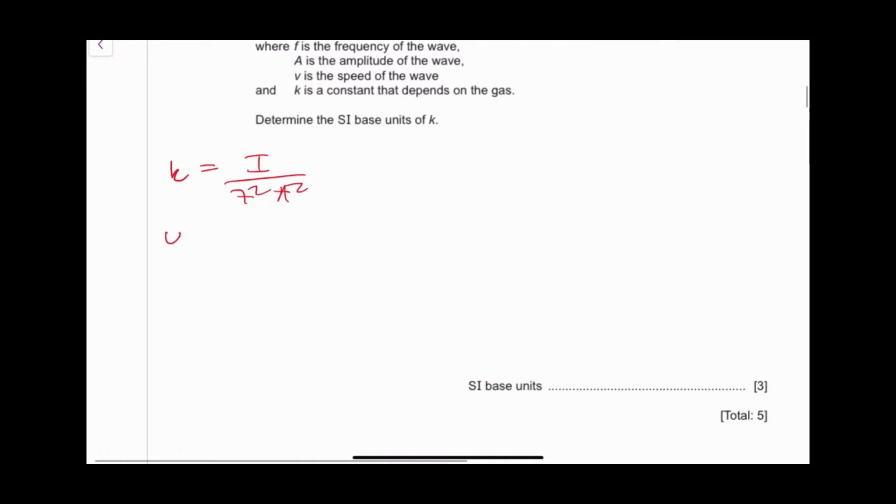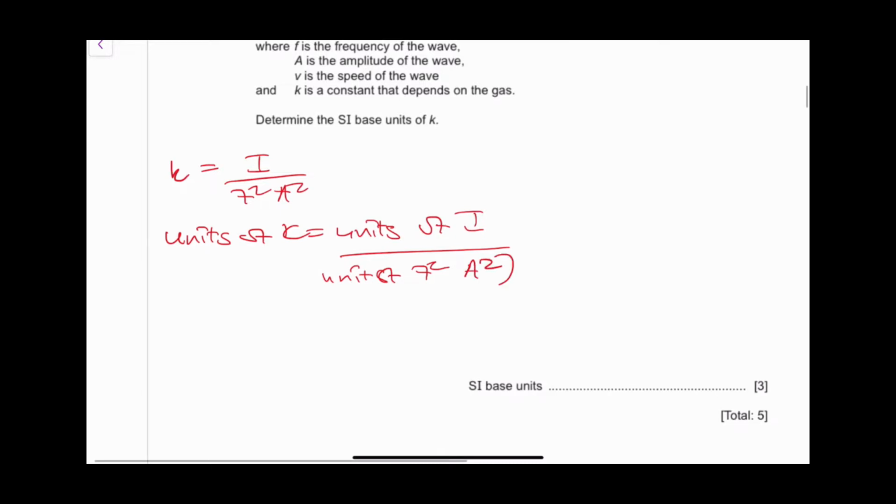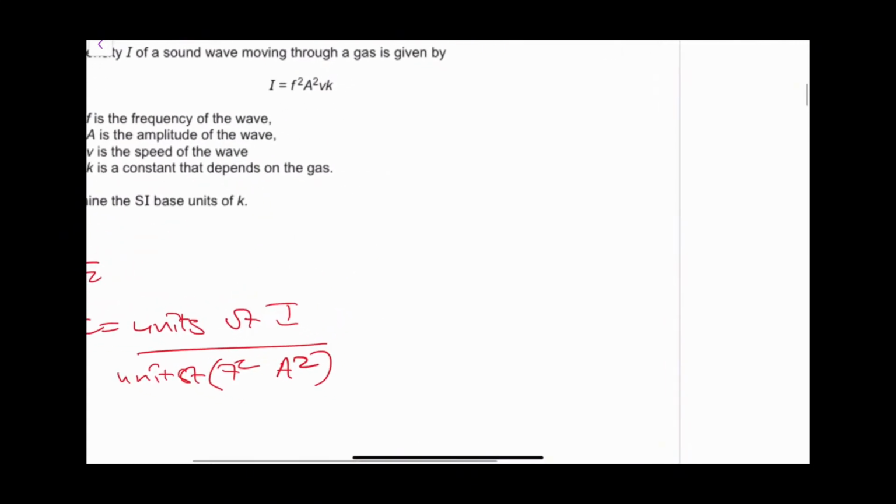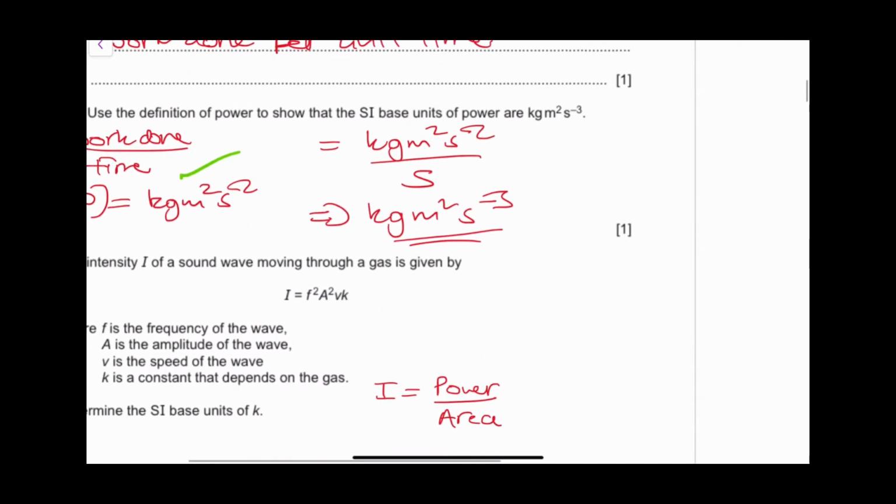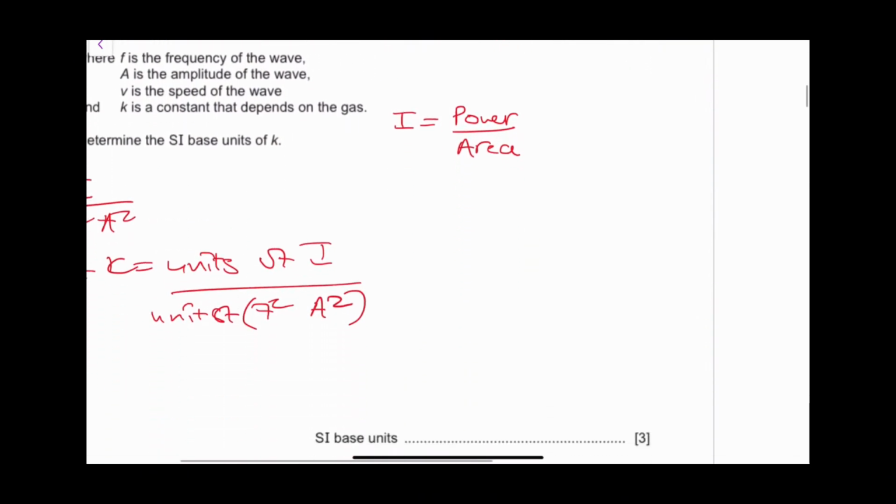So the units of K, okay? So the units of K is equivalent to the units of I over the units of F squared A to the power of -2, right? So F squared A squared, right? So these units and that units will basically be the units of K. But how do we find the units of intensity? We know that intensity is basically the power per unit area. So in physics, intensity basically refers to how much power you have applied per certain area. And power, we've calculated its units to be kg m squared s to the power of -3 in the previous equation.